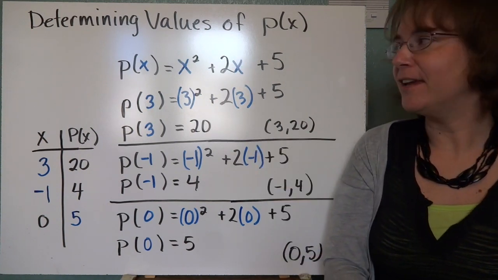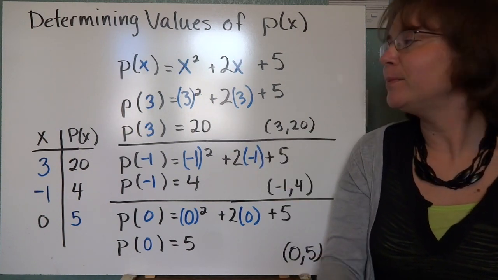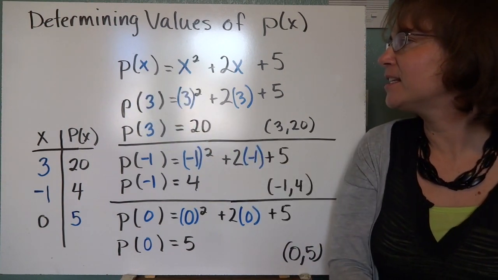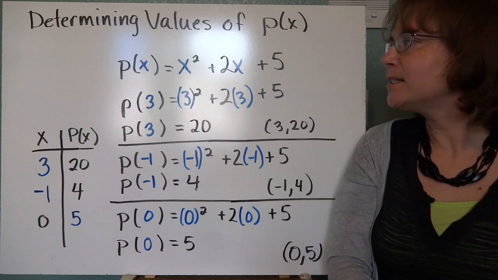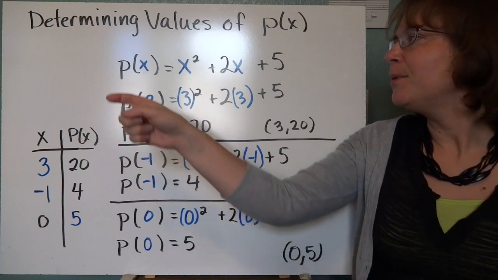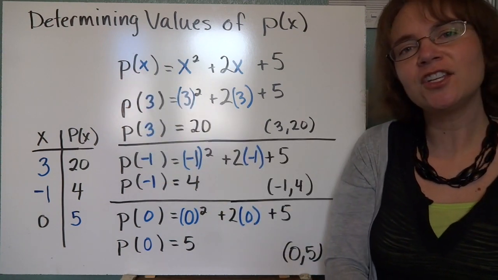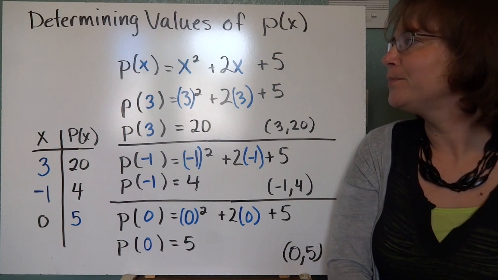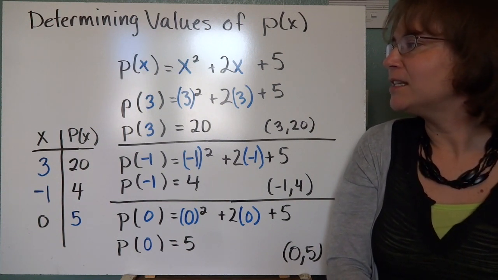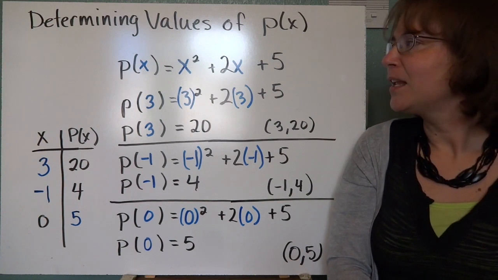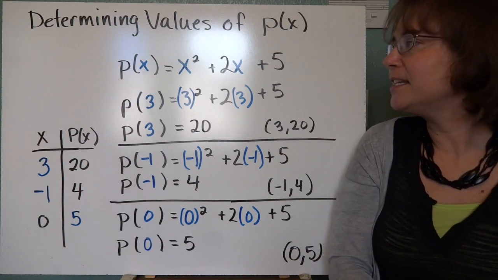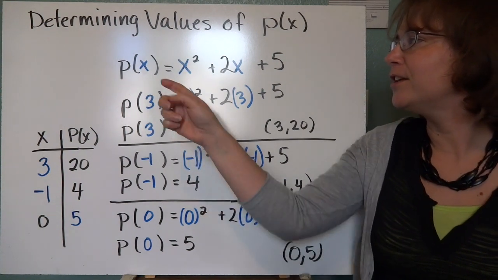Determining values of p of x. Say I have a polynomial function, p of x is equal to x squared plus 2x plus 5. I could have written this as y equals x squared plus 2x plus 5, but writing it in function notation actually gives me a little bit more information. So I can find my values of my function by choosing some values for x and plugging them in. I can also graph this function, but in this case we're just going to find those values.